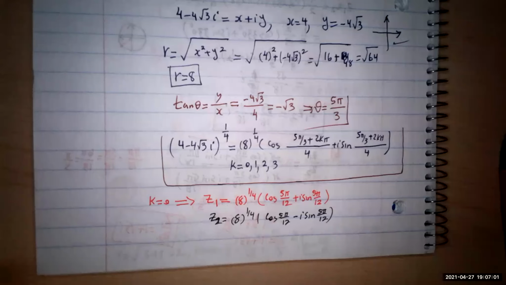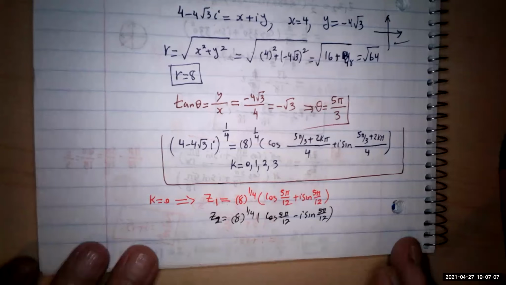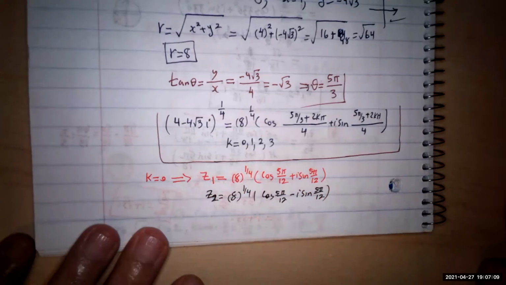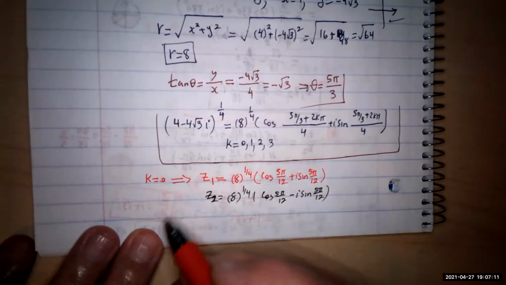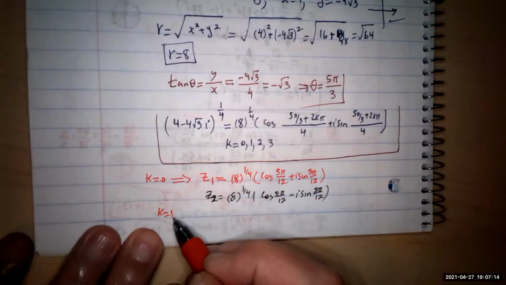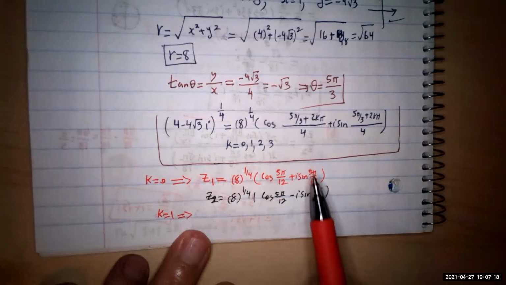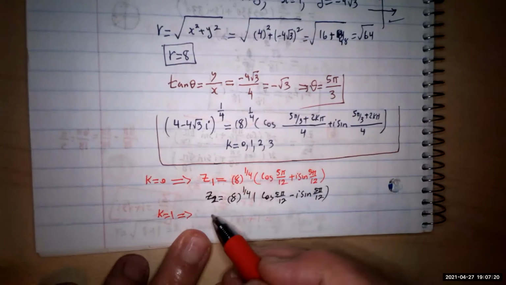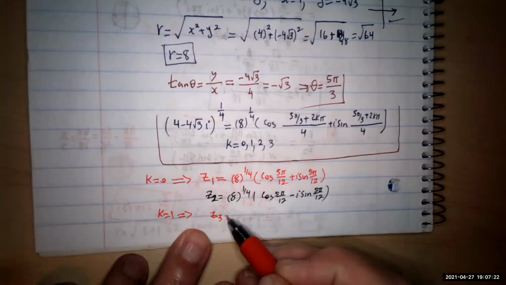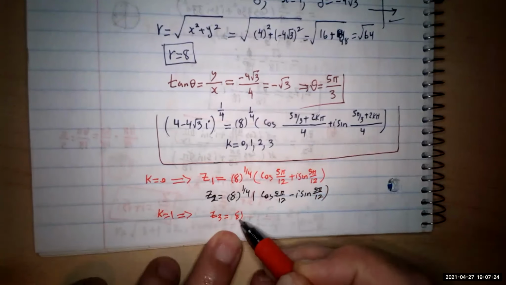Okay. And you know, it's going to be 75 degrees. So it's not going to be a nice number to substitute. That's why they ask you to leave it in the polar form. Okay, just one more would be enough. If you put k equal to 1, it's going to be Z3, not bad. It's going to be 8 to a quarter.